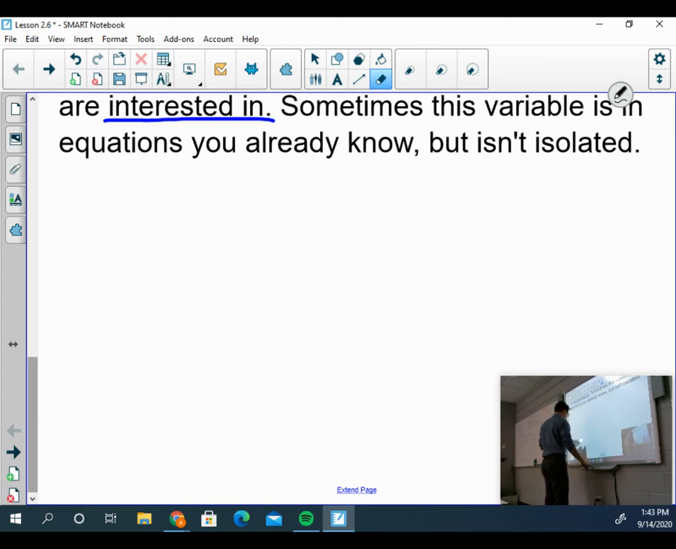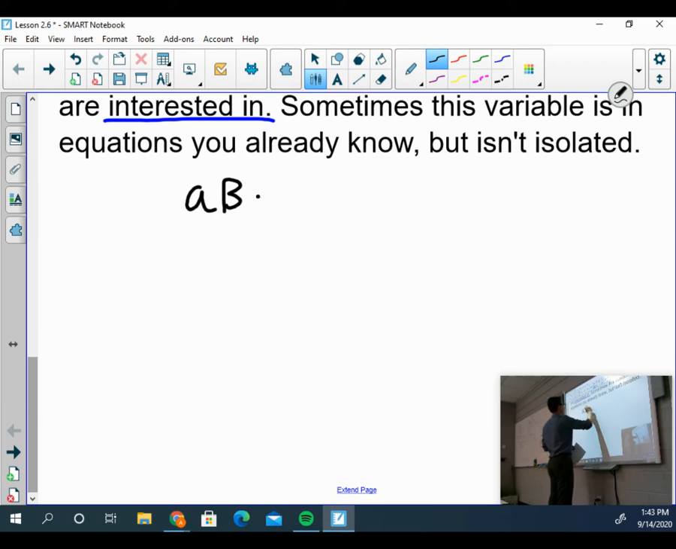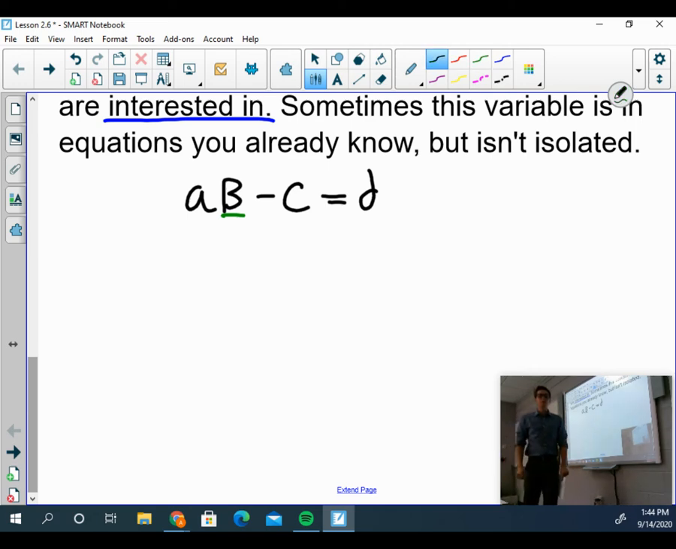Next example. We're going to go full variable mode here. a times b minus c equals d. And I want to get b by itself. Okay? Hopefully you've gotten the process down. Again, b is the only variable we are concerned with. So what we are going to do is move the a and the c to the other side, and they almost act like coefficients and constants.